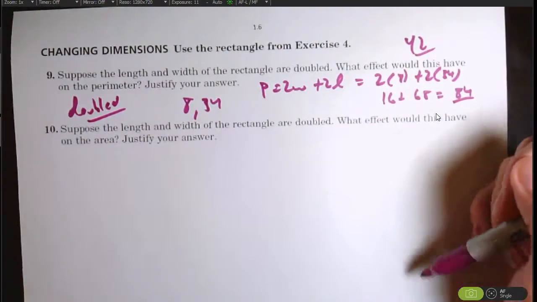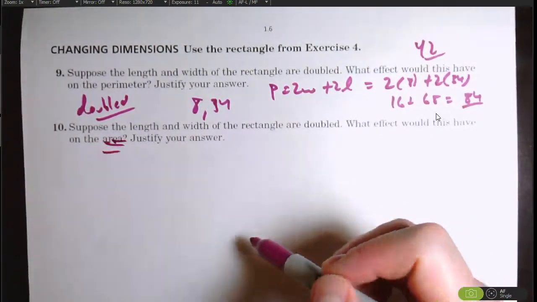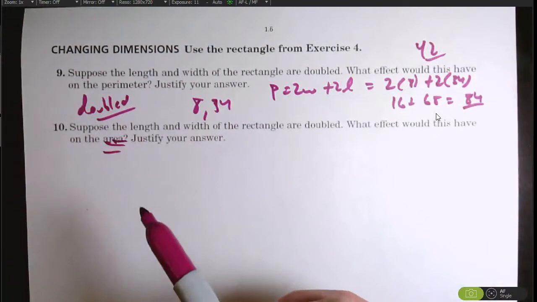Number 10 is the same thing, but this time you'll talk about it with respect to the area. What effect would it have on the area? And hint, it's not just going to be doubled.